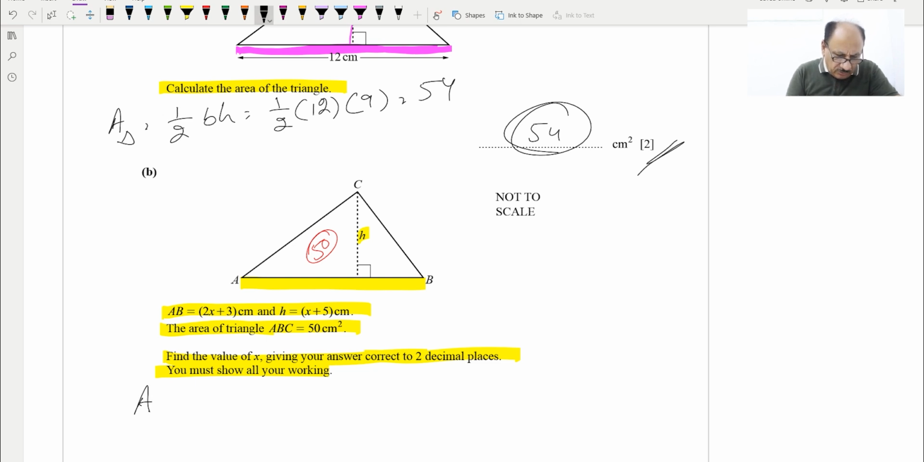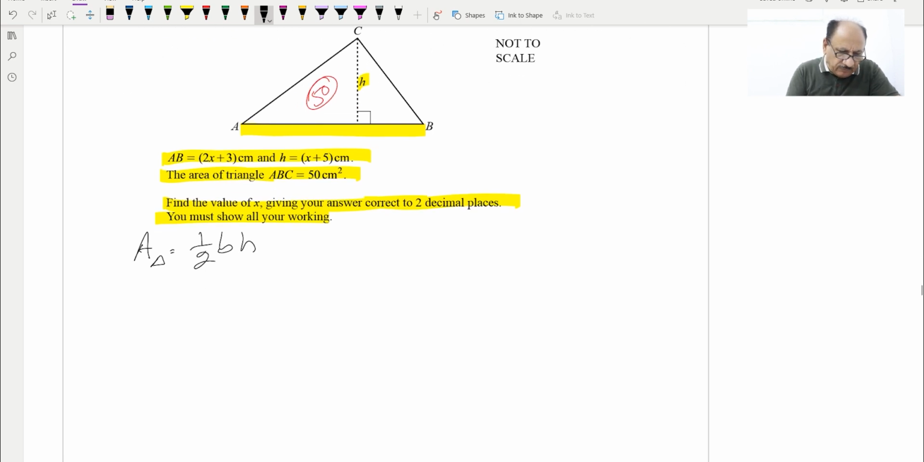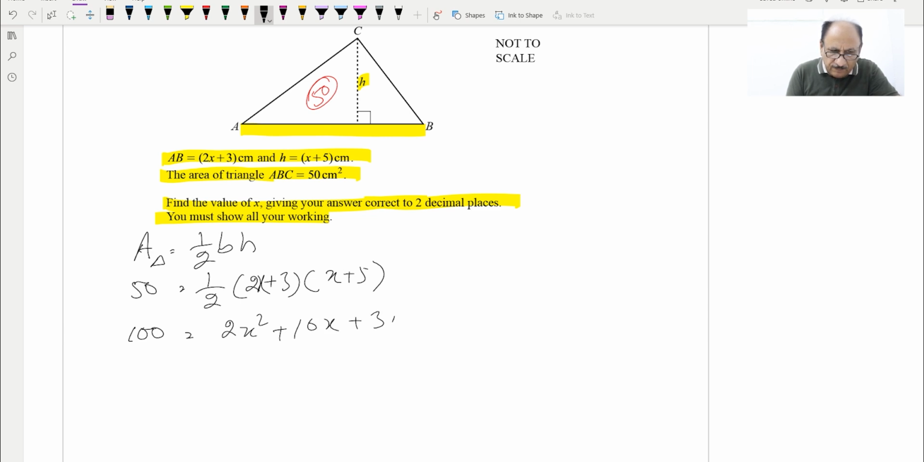So area of triangle, you know, is half into base into height. So area of the triangle is given, which is 50, is equal to half into base, 2x plus 3. They have given the value, and height is x plus 5. We need to just solve this. So 50 into 2 will be 100. 100 is equal to 2x plus 3 times x plus 5. Okay, so 2x multiplied by x will be what? 2x square, and 2x times 5 will be plus 10x, and 3 multiplied by x will be plus 3x, and 3 multiplied by 5 will be plus 15.